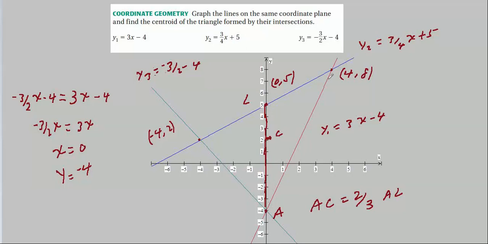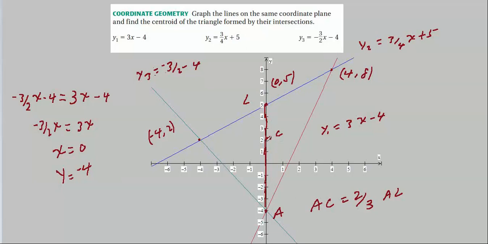In other words, this is the 2/3 part. If I drew a median, say from this vertex to the midpoint of this line, the 2/3 part would be this from the vertex to the centroid. The short part is from the side to the centroid. The long part is from the centroid to the vertex. Otherwise, once we had the length here, we could go 2/3 from here to here or 2/3 to here. How would we know which one? Well, the long side is the side closest to the vertex.